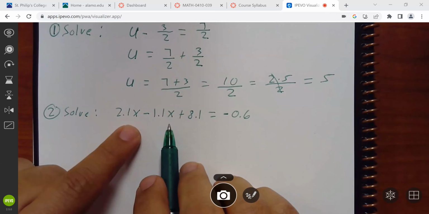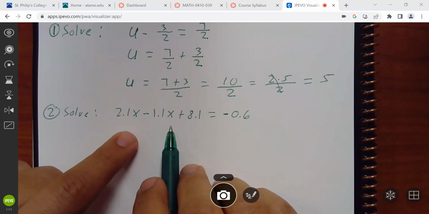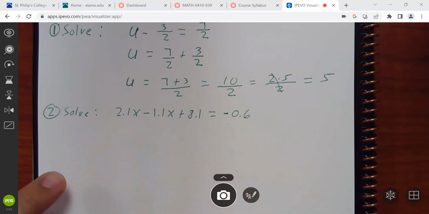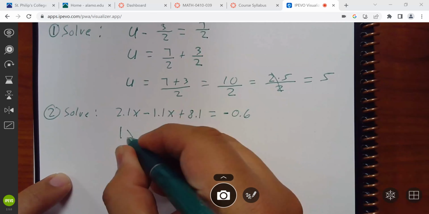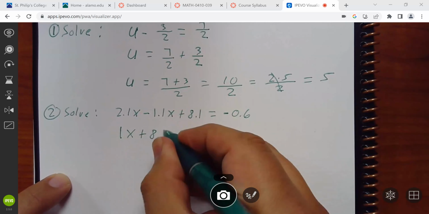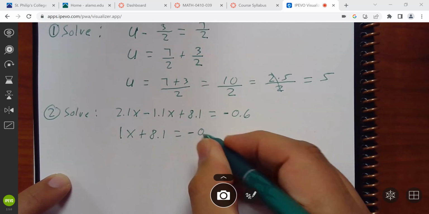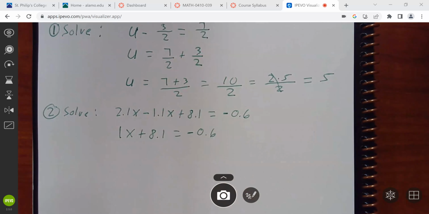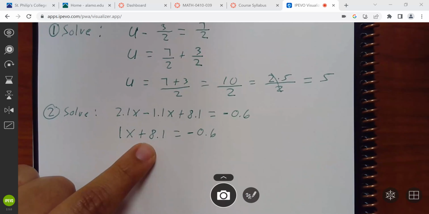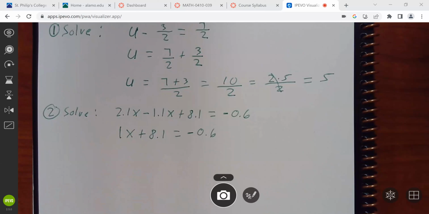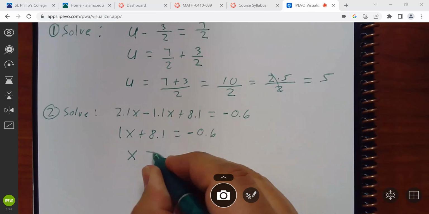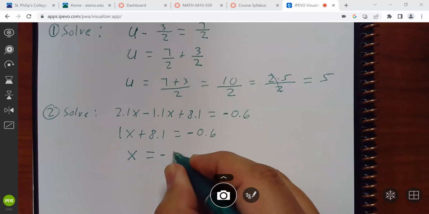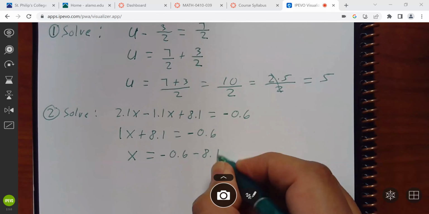Yeah, we've got the same types, right? 2.1 minus 1.1 is just 1. But you don't have to write the 1, because 1x is just x. What would you do next, though? That's a 1x. Yeah, just subtract it, and we're done. Negative 0.6 minus 8.1.